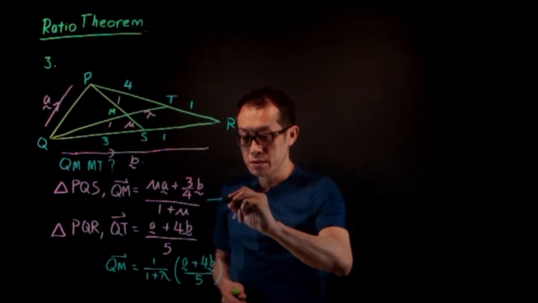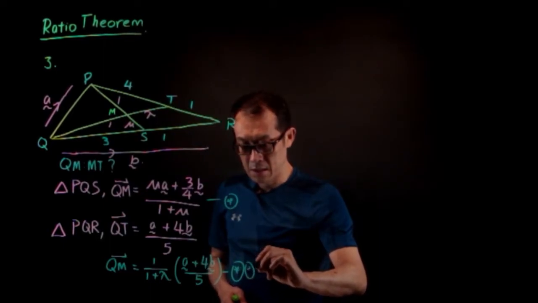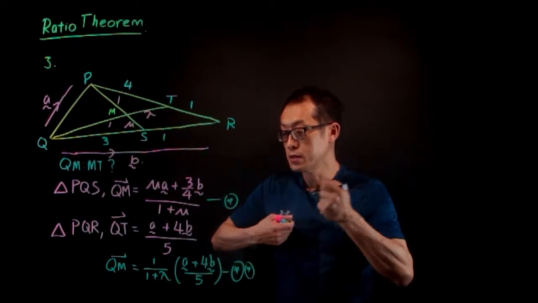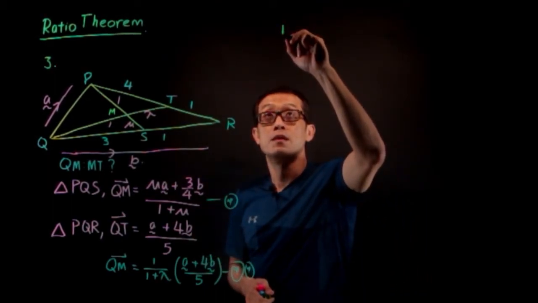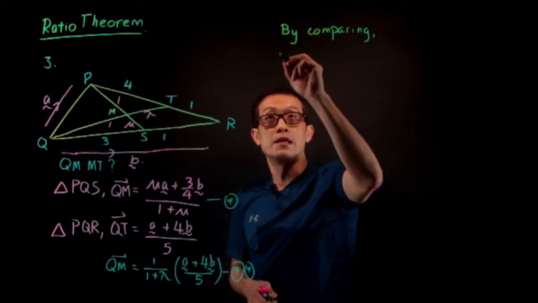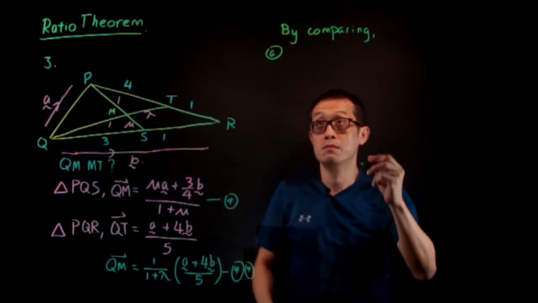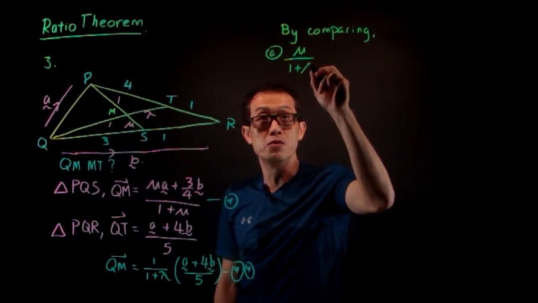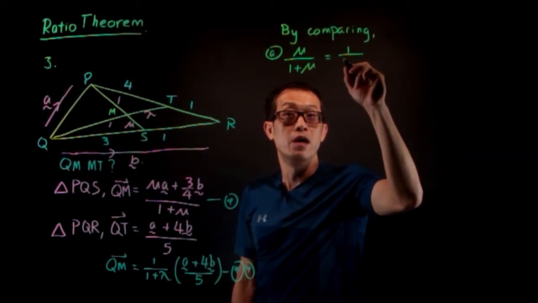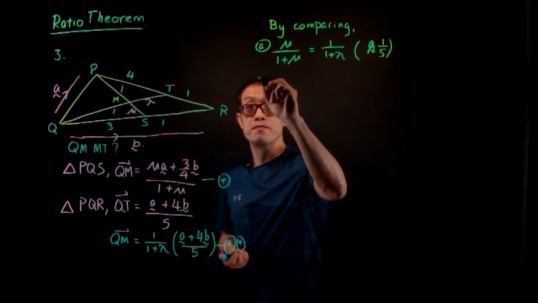Now let's call this star and this one double star. Now, by comparing the components of A and B, let's do A first, the components of A. Alright, so QM over here is mu over 1 plus mu. Now, this portion will be 1 over 1 plus lambda. Now, let's compare component B.